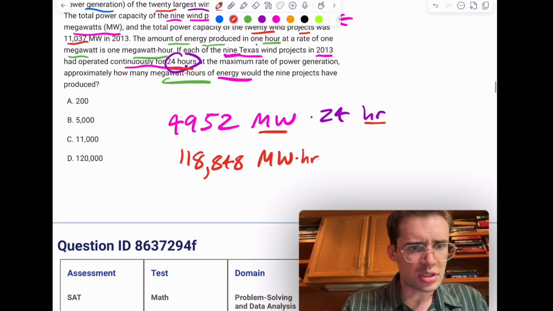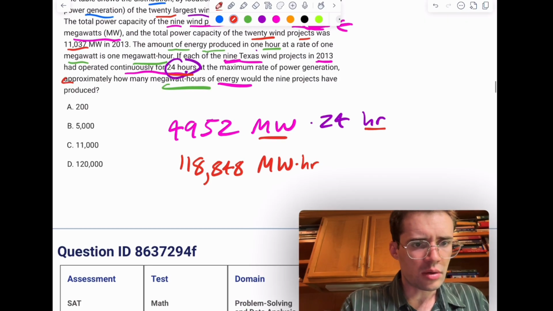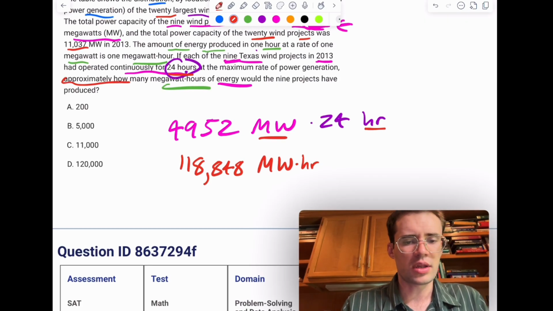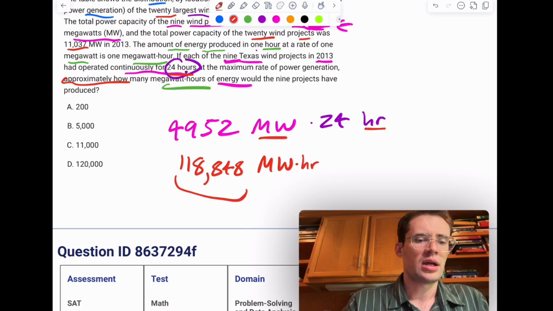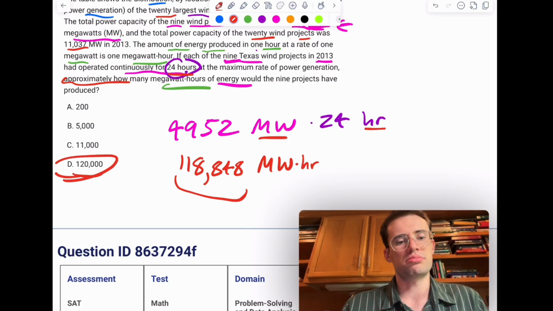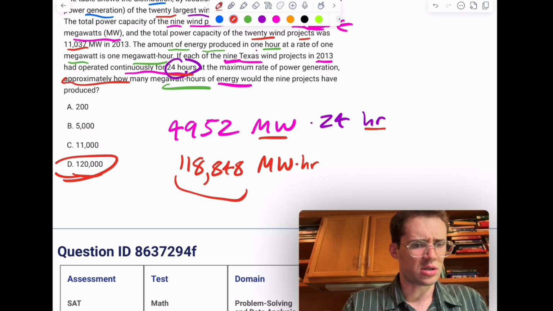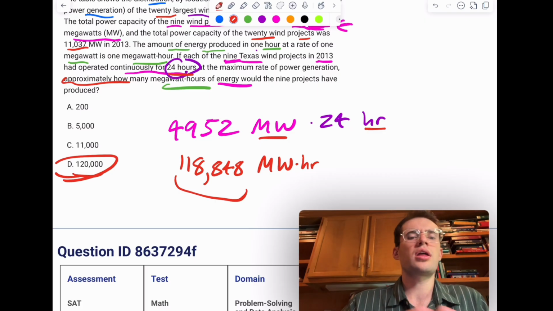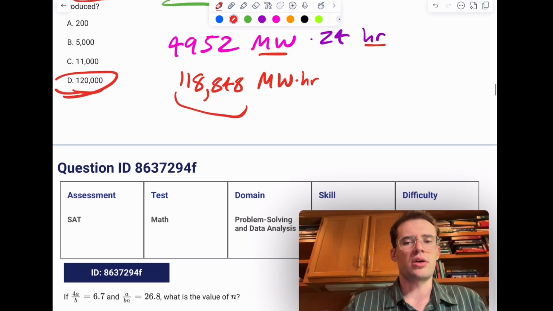Which is closest to that? The question says approximately how many, so this would be a more exact number. I guess the closest of these options is 120,000. You're just rounding to the nearest 10,000, although the other options go to 1,000. That's clearly the closest. It's much closer to 120,000 than 11,000. So D would be your answer there.